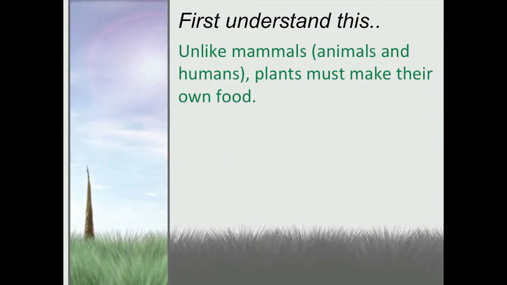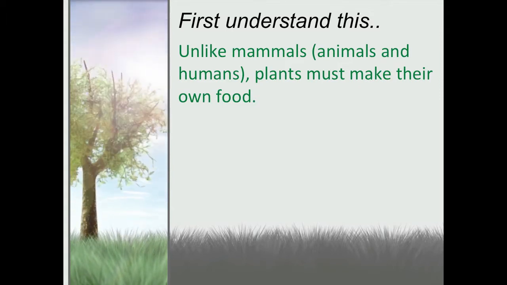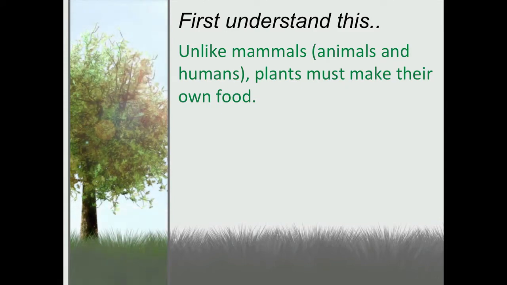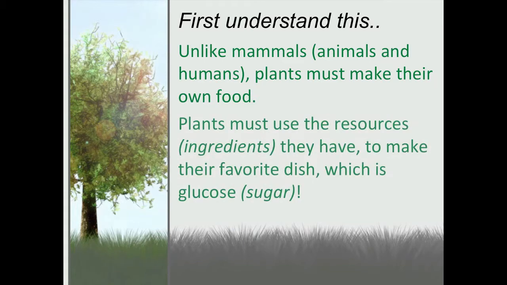First, understand this. Unlike mammals, that's animals and humans, us, of course, plants must make their own food. We know plants can't go out and go shopping. They don't have a grocery list. Got it? And aside from a few plants like the Venus flytrap, carnivorous plants can't hunt or trap their own food.